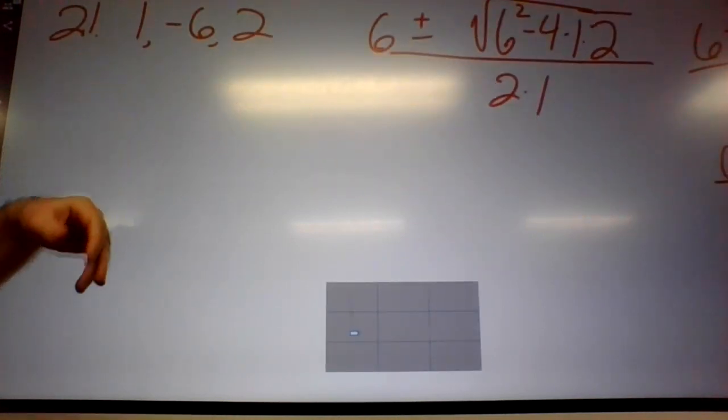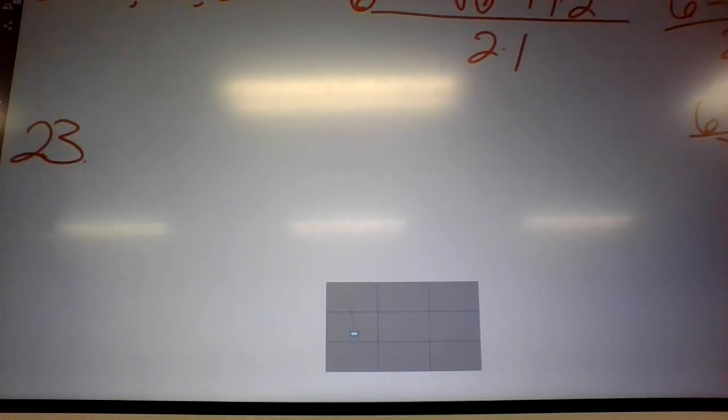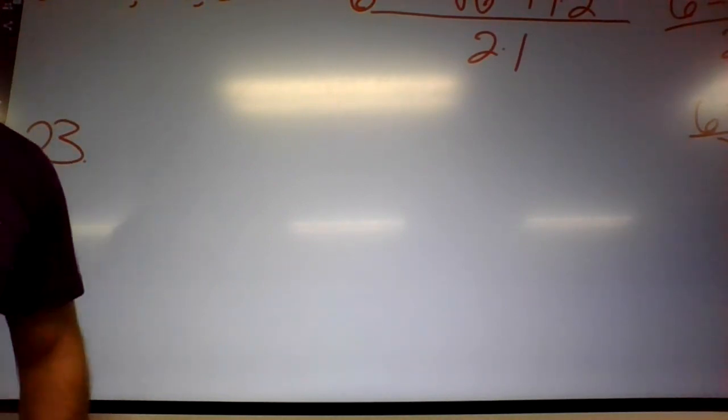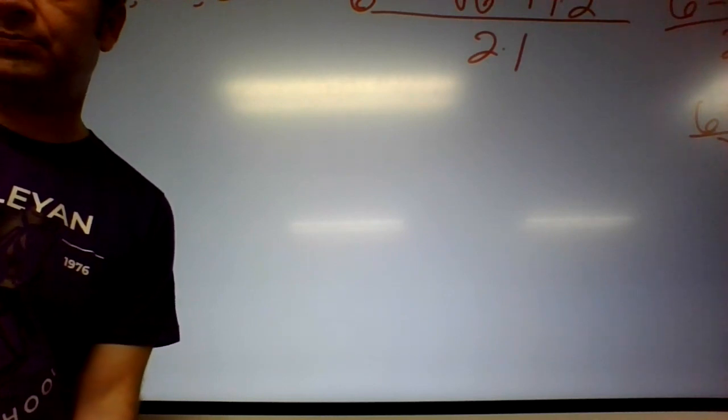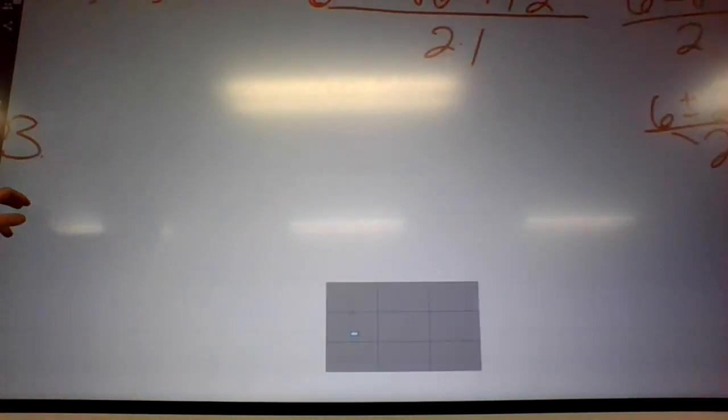Alrighty. What number was that? 21? 23. Okay, Moses, what's the A, B, and C on 23? 3, 2, negative 5.